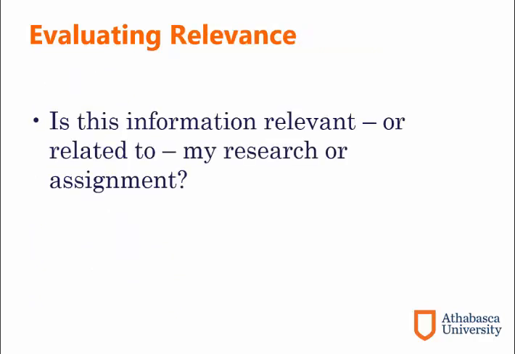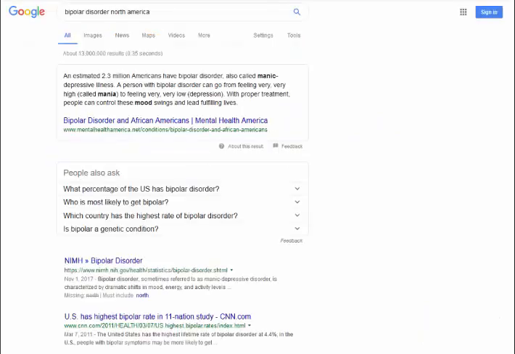Relevance is fairly self-explanatory. When you're looking at an Internet resource, you need to ask yourself whether or not the information it is conveying is actually relevant or related to your research or assignment. This can be a challenge as web searches often garner millions of results. For example, if I am looking for information on the treatment of bipolar disorder in North America, I'll want to use very specific keywords and search strategies.